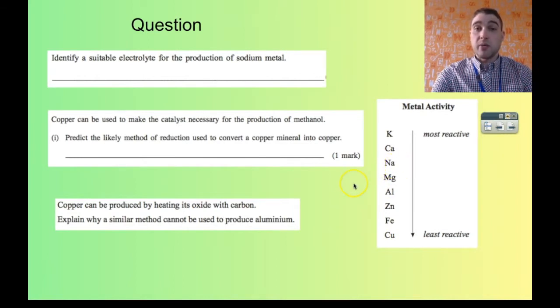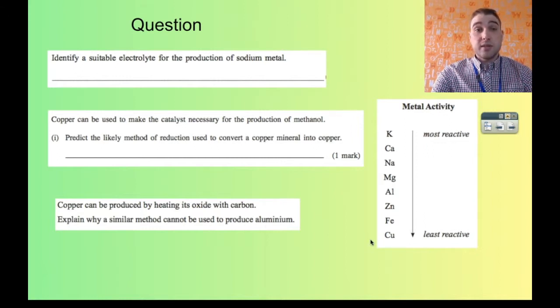Because it's quite high, you won't be able to use a sodium solution, so you can't use sodium chloride solution to do this. So you're going to need a salt, so a molten salt. So molten sodium chloride would be a good electrolyte for the production of sodium, for example.